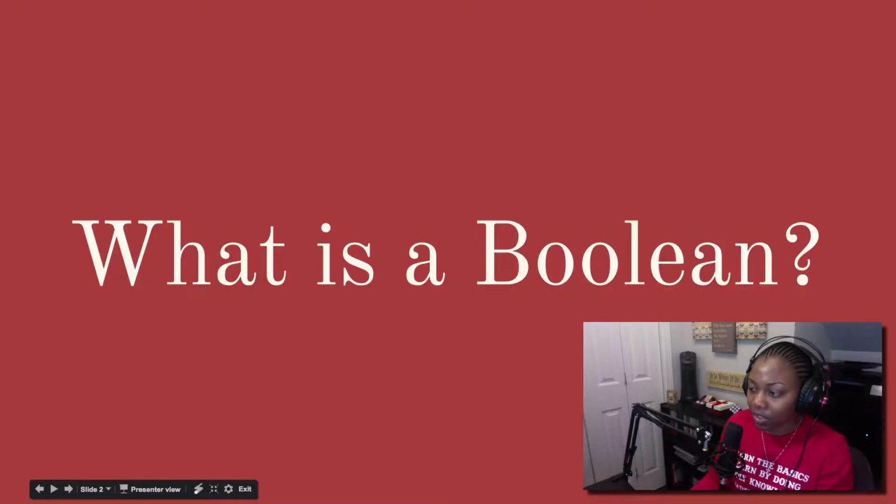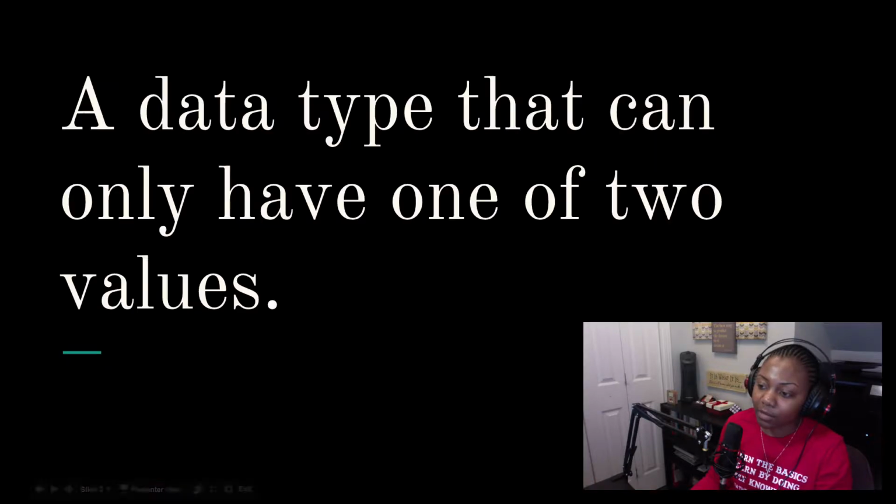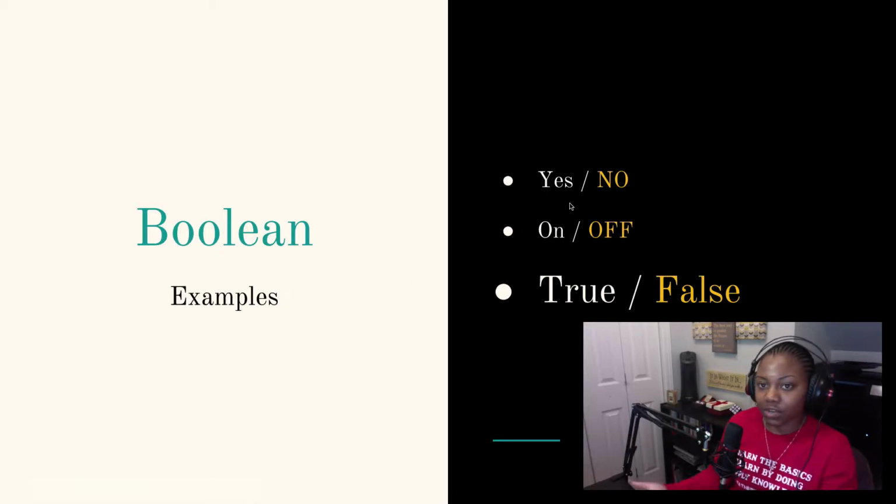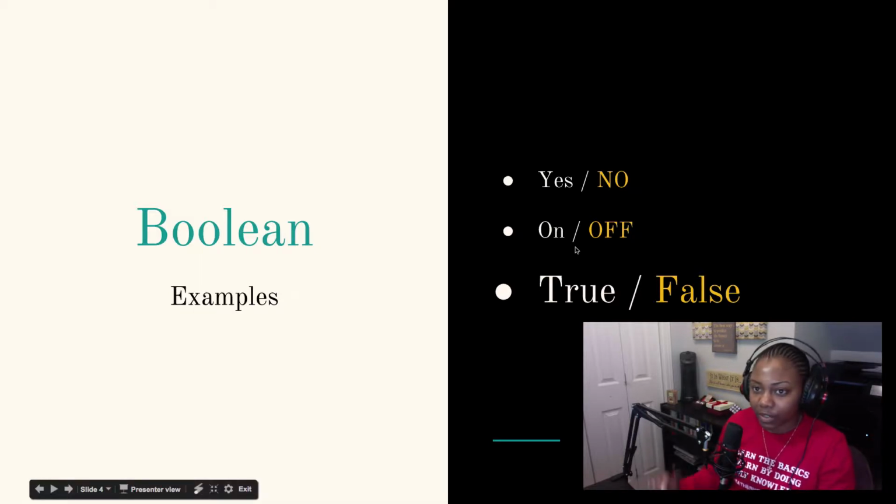All right. So what is a Boolean in JavaScript? Well, it's a data type that can only have one of two values. So what do I mean by that? Well, here's some examples. Yes or no. It's either yes or no, right? It can be on or off, right? It can't be in between. You can't have the light switch in between. And then true or false. True or false, the reason why they're way bigger than the other two examples is because that's what it is in JavaScript, true or false. So Boolean basically means true or false in JavaScript.